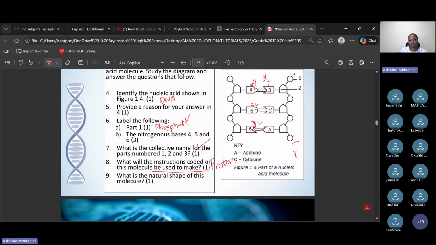Okay, so let me explain the question. What will the instructions coded on this molecule be used to make? There is a section that we are going to cover next week, which we call protein synthesis. We make proteins, but these proteins are actually made from a DNA code. So what is our molecule here? DNA. And in this DNA, we get a code that is going to make the proteins. We make proteins by using a DNA code.